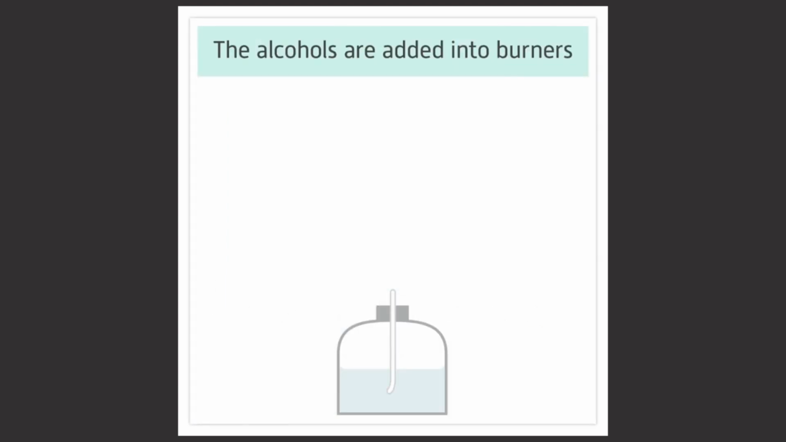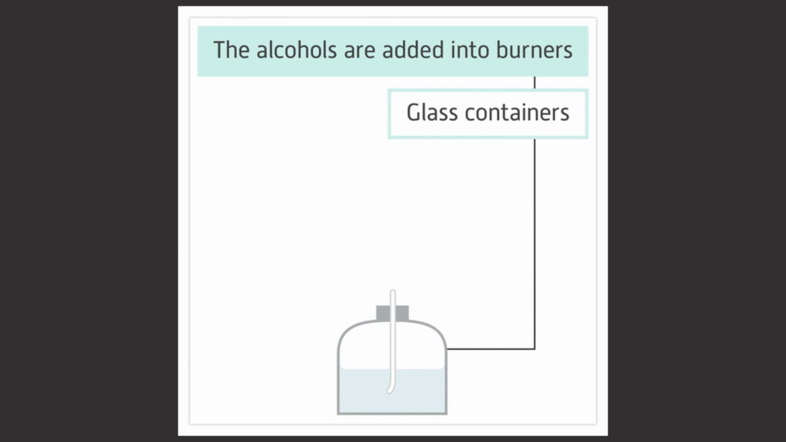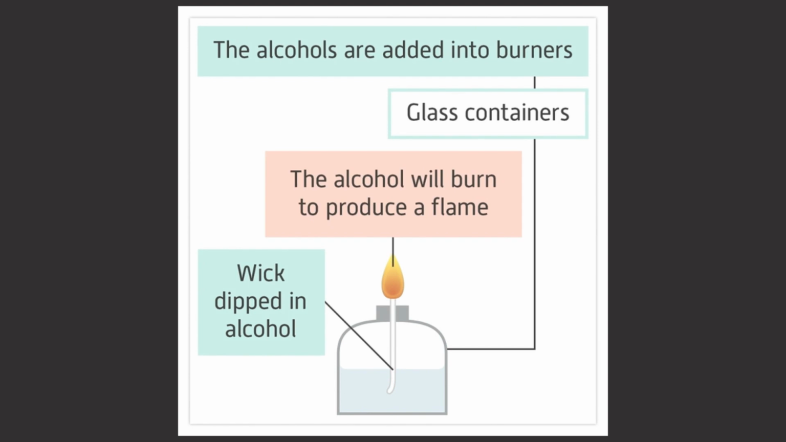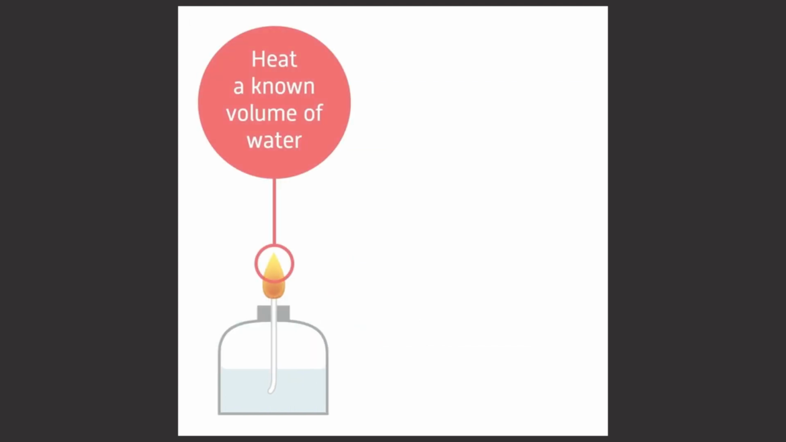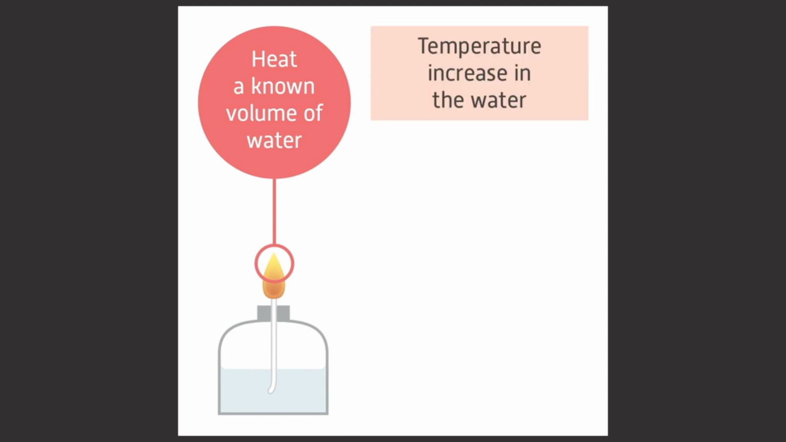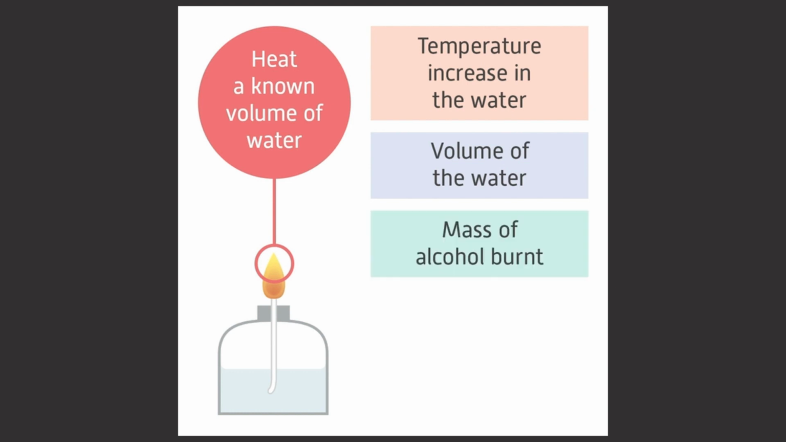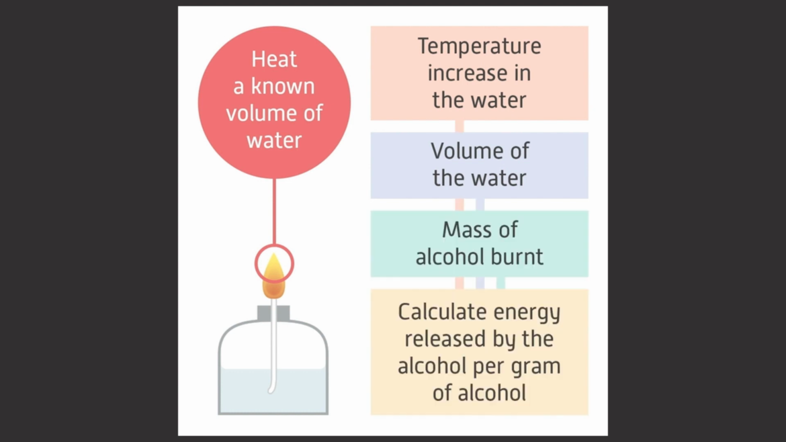The alcohols are added into burners. These are glass containers which contain a wick dipped into the alcohol. When the wick is set alight, the alcohol will burn to produce a flame. You can use the flame to heat a known volume of water. You can then use the temperature increase in the water, the volume of the water, and the mass of alcohol burnt to calculate the energy released per gram of alcohol.